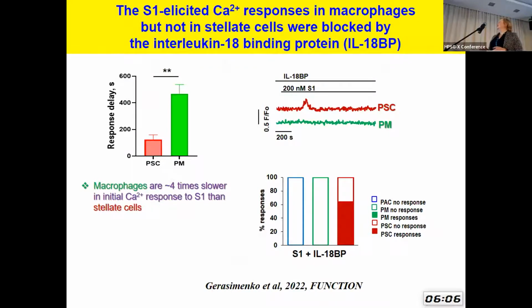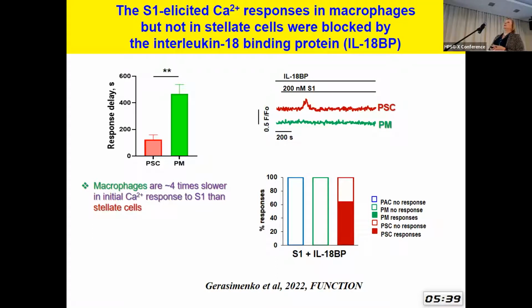What we also found very interesting is that macrophages responded to S1 with a substantial delay compared to the stellate cells. You can see this delay was 4 times longer. So macrophages took 4 times longer after we applied S1, as if thinking about what is around. That would be an indication of some indirect action of S1 on macrophages. And we decided to dissect this particular question further.